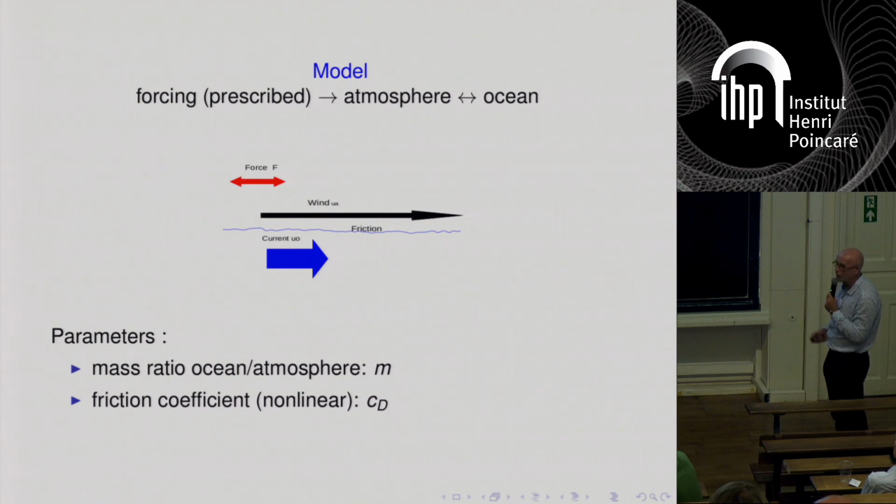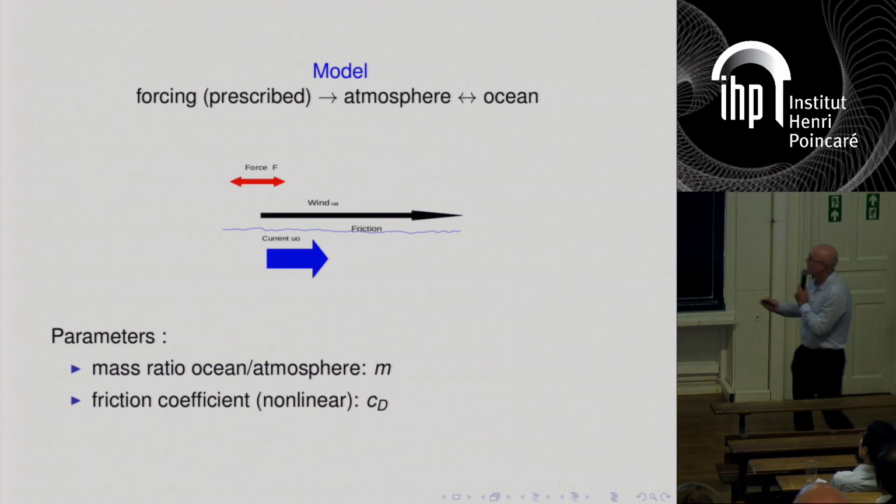You have to construct a model where you have an atmospheric layer, an ocean current, and the atmospheric layer is forced above by some kind of random forcing. If you look at this very simple model, you just have a variable for the atmospheric wind, a variable for the ocean current, and some forcing above. And the only few parameters you have is the mass ratio between the ocean layer and the atmospheric layer above.